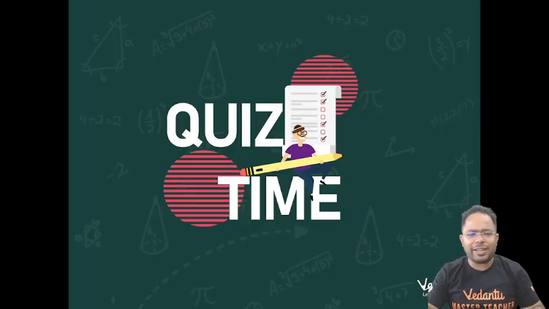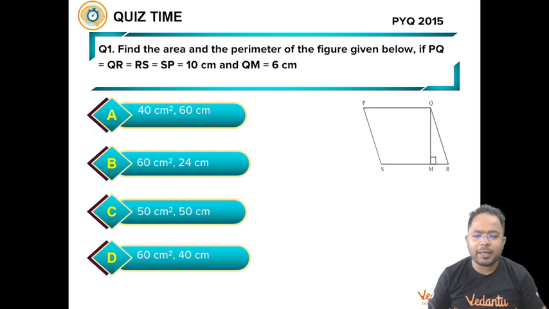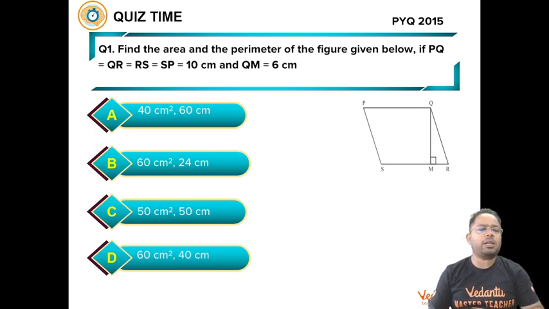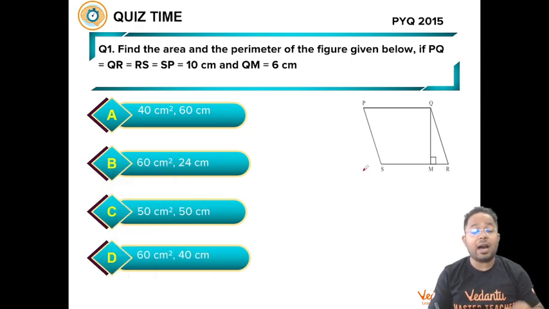And the first question on your screen comes here. Find the area and the perimeter of the figure given below if PQ is equal to QR is equal to RS is equal to SP equal to 10 cm and QM is equal to 6 centimeter. These are questions which have already come in your exams, and they are important because you will get an idea, a pattern, of how questions can arise from different topics.